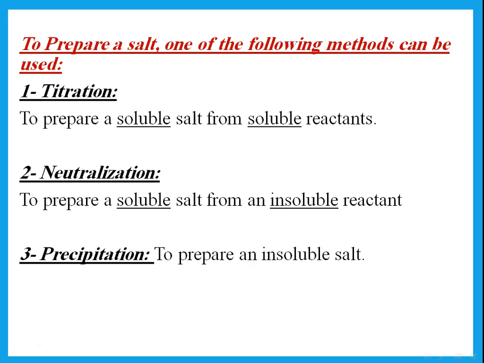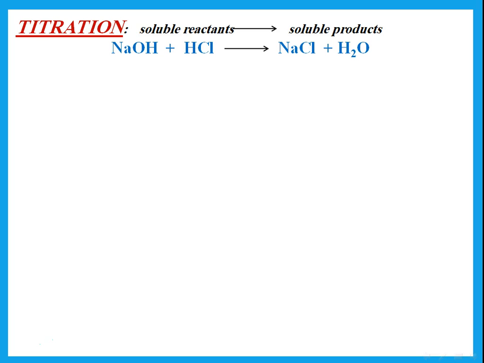Remember, this is the name of the method, not the name of the reaction. We talked about the neutralization reaction, a reaction between acid and base. Well, here this is the name of the method. Okay, precipitation. Precipitation is a reaction in which what is formed is not soluble. So when what is formed is not soluble, it comes down and it's called a precipitate. So this is called a precipitation reaction. So let's talk about each of these.